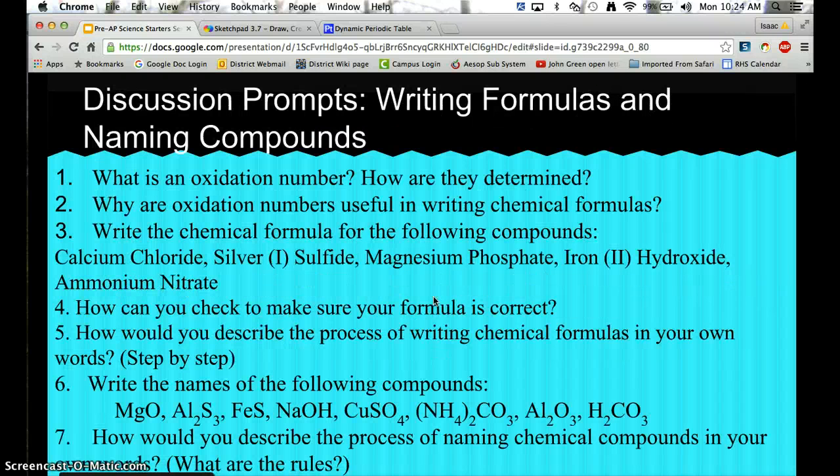So number 6, then, write the names of the following compounds. So magnesium and oxygen, that's a compound. So the general rules here for basic ionic compounds are that you leave the first element in its same form. So for instance, magnesium, we're just going to call it magnesium. The second element, you chop off the normal ending and you replace it with IDE. So for instance, in this one, we would call it magnesium oxide. So that would be the name for that simple binary compound.